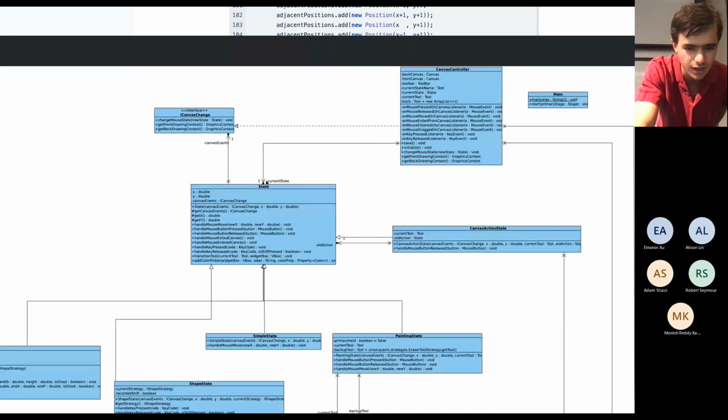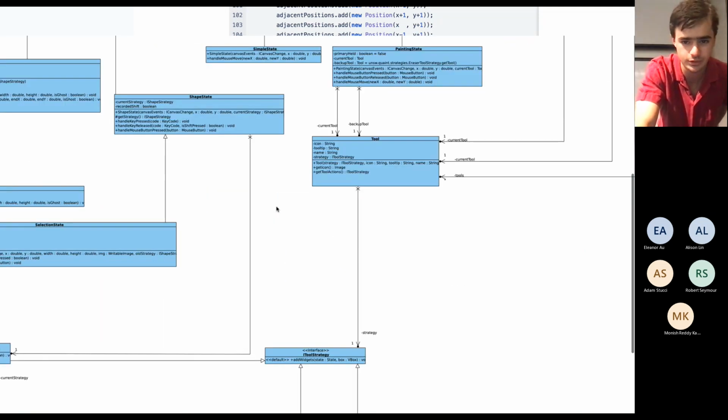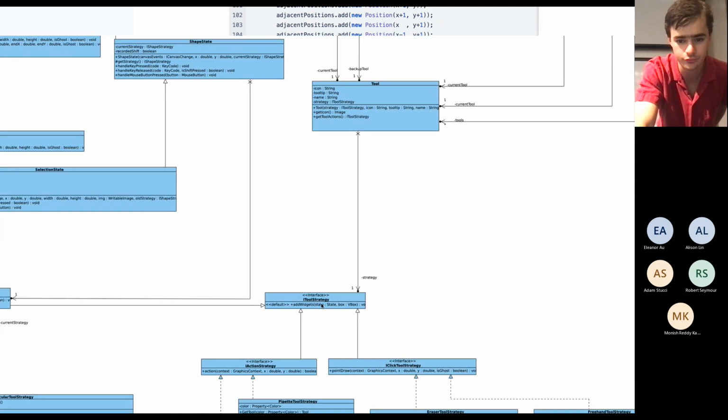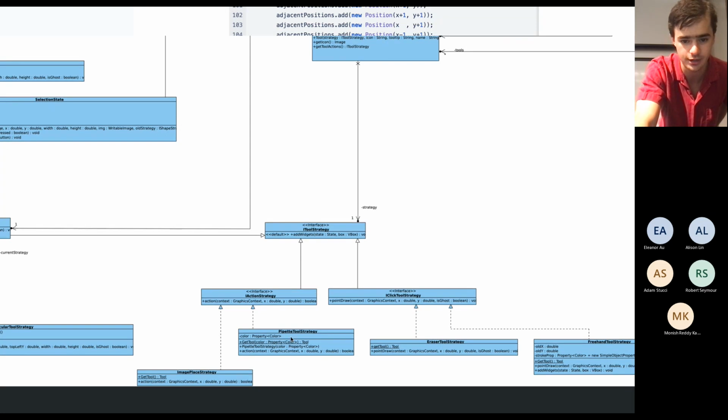I think this is an interface. This might be an abstract class called state. Yes, we can be pretty safe to assume there's a state pattern. We also see the word strategy, iTool strategy, that's an interface, and we have a bunch of other strategies that inherit from it.